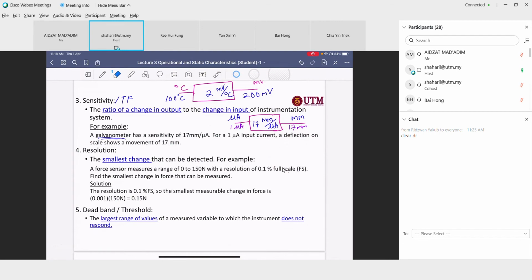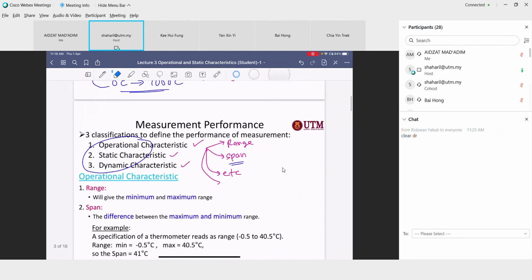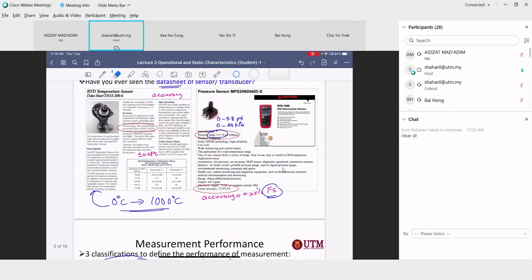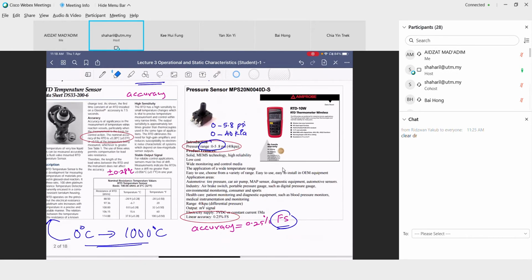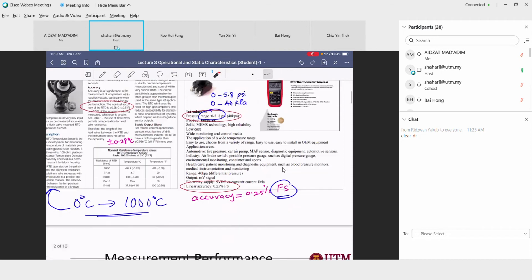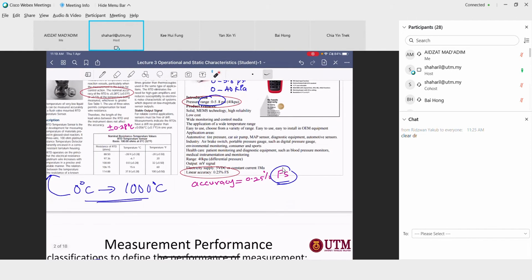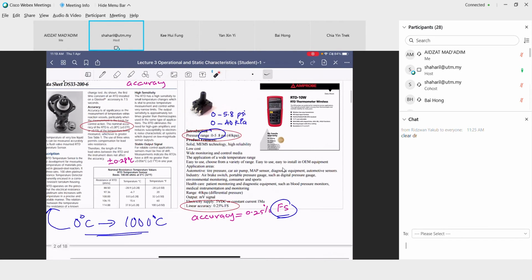How about the transducer? Let me give some examples here. For this pressure sensor, it only gives you a range of 0 to 5.8 psi or 0 to 40 kPa, and then it gives you an accuracy of 0.25% times full scale. And it doesn't show the word resolution.